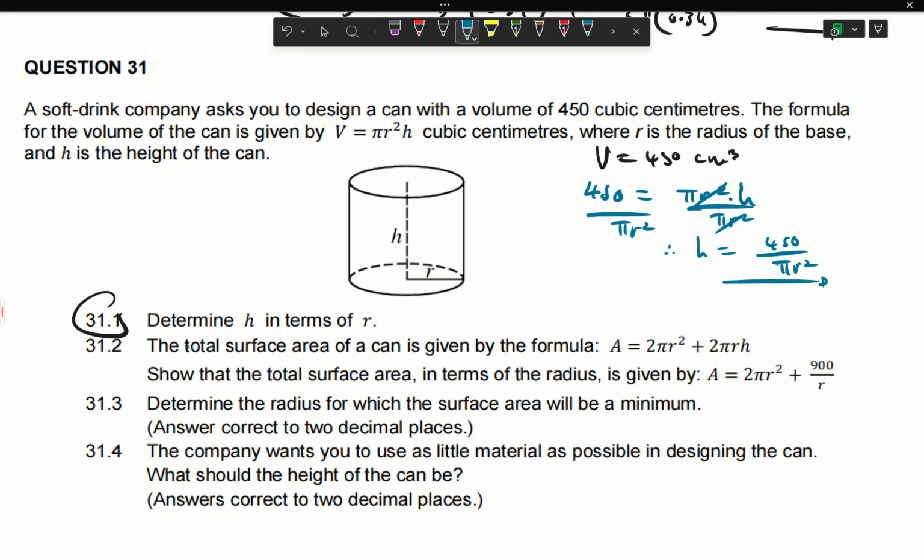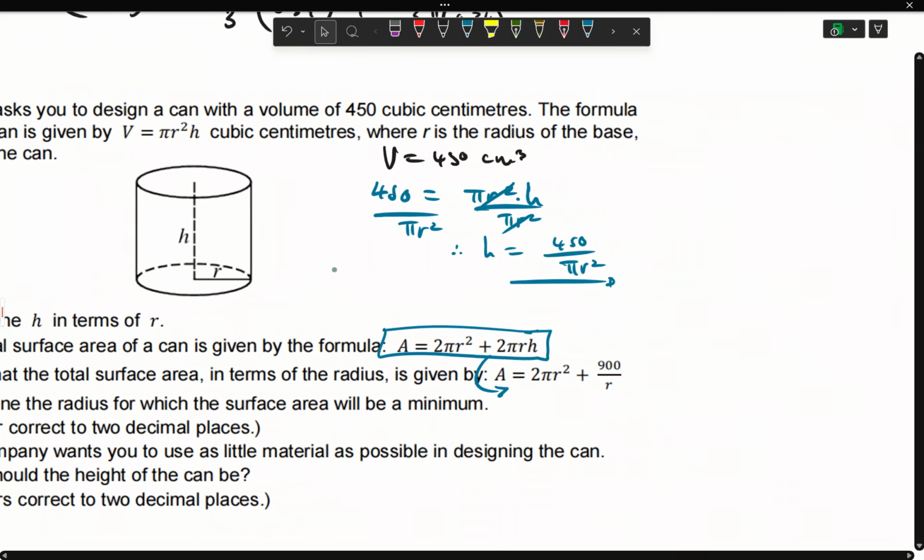So now, determine the total surface area. The total surface area of a can is given by this. Show that the total surface area in terms of the radius is given by that. So they are giving you the formula here, and they're telling you to prove that the surface area is indeed 2 pi r squared plus 900 all over r there. So that's very simple.